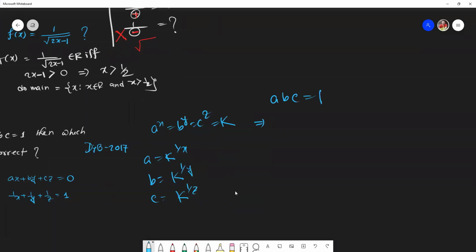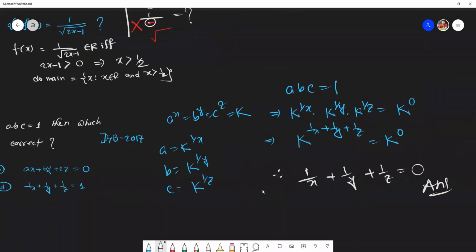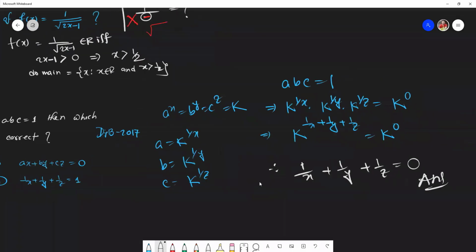What is the value of a? k to the power 1 by x, k to the power 1 by y, k to the power 1 by z equals, we can write here, k to the power 0, which means 1. So k to the power 1 by x plus 1 by y plus 1 by z equals k to the power 0. When the bases are the same, easily you can write that their exponents must be the same. So 1 by x plus 1 by y plus 1 by z equals 0. And this is the answer, which is given in option C. C is the correct answer.